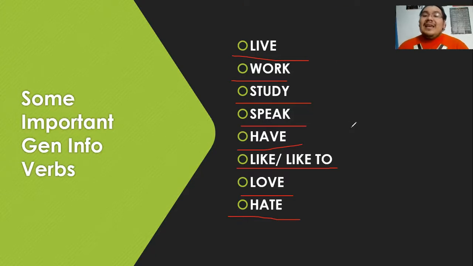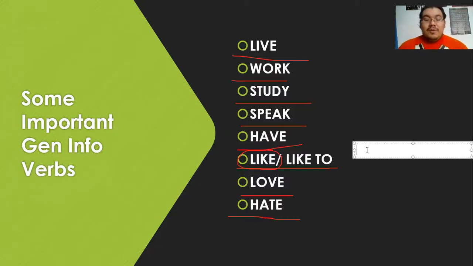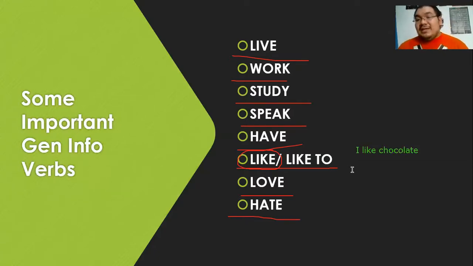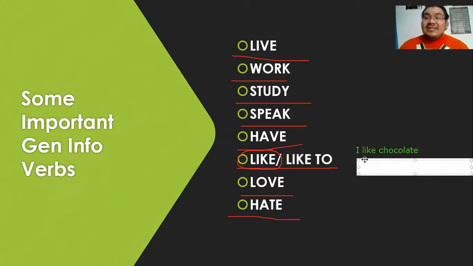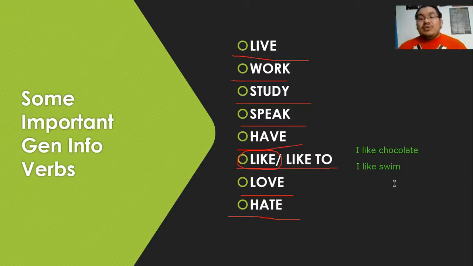¿Ok? Like es para gustar, pero hay 2 usos del mismo. Like se utiliza así cuando hablamos de cosas u objetos. Por ejemplo, I like chocolate. A mí me gusta el chocolate. Pero like to se utiliza para cosas que nos guste hacer, para otras actividades. I like, por ejemplo, I like swim, como si quisiéramos decir me gusta nadar, I like swim, estaría incorrecto.